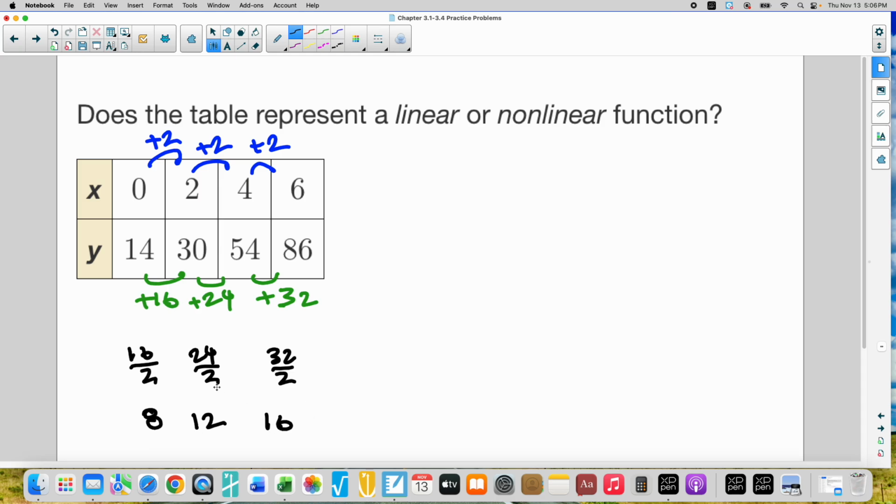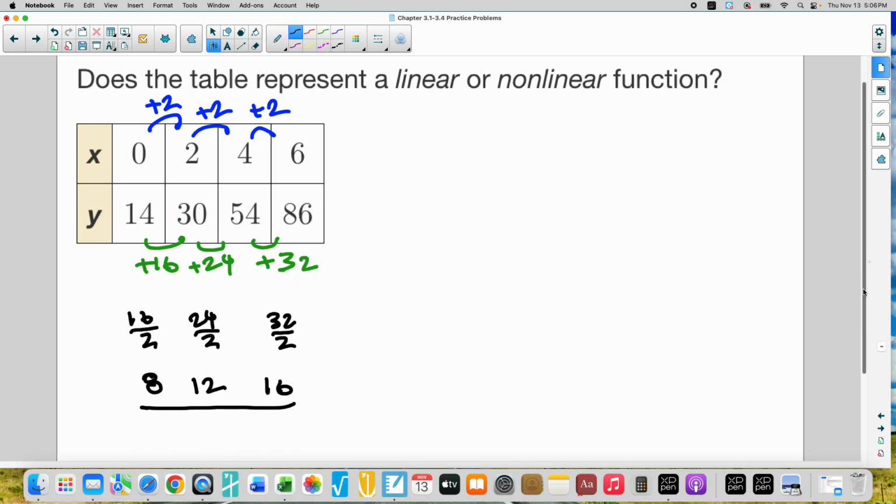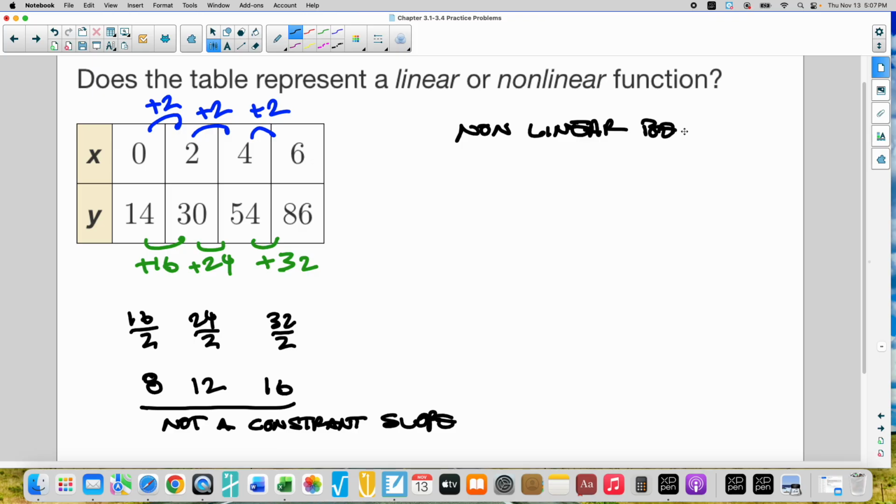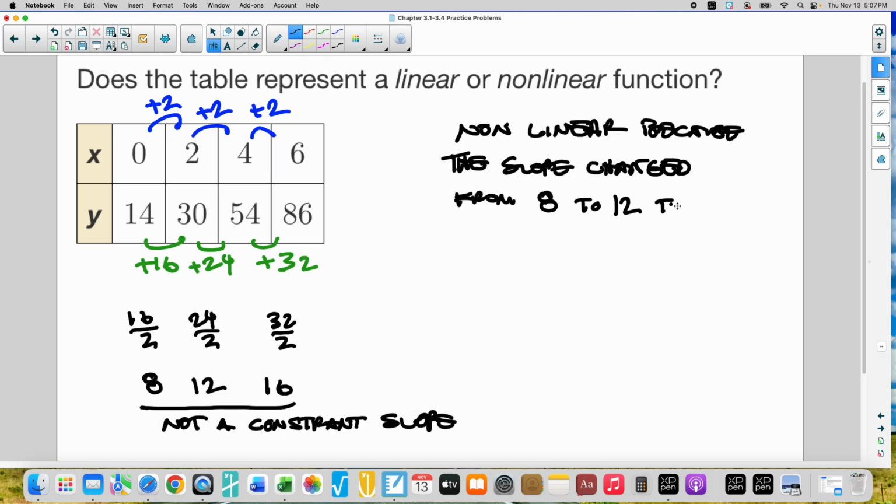So these are not a constant. Not a constant rate of slope. Not a constant slope. So it is nonlinear because the slope changed from 8 to 12 to 16.